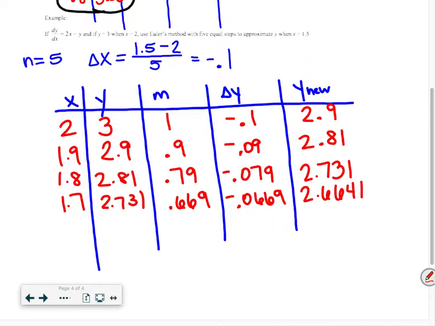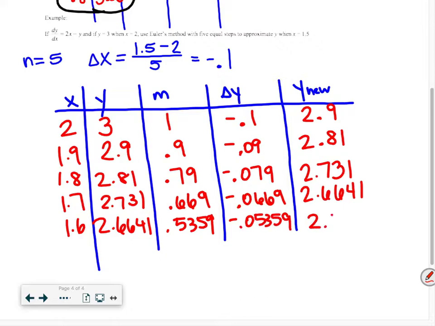Okay, we've done 4 steps. This is our last one. So we have 1.6, 2.6641. Our slope becomes 0.5359, so our delta y is negative 0.05359, and our new y becomes 2.61051.